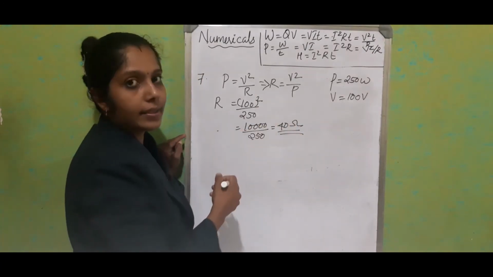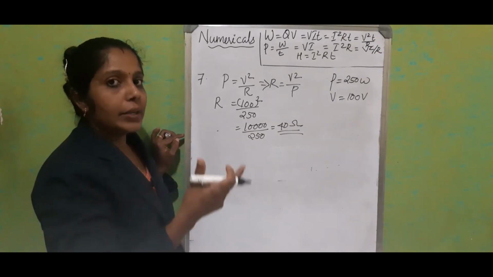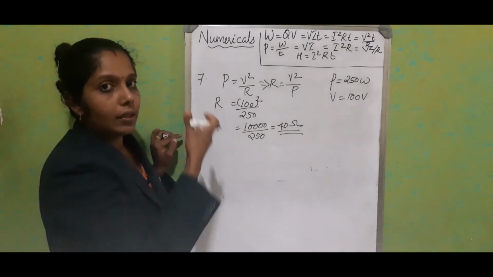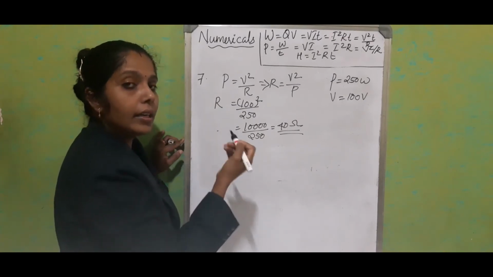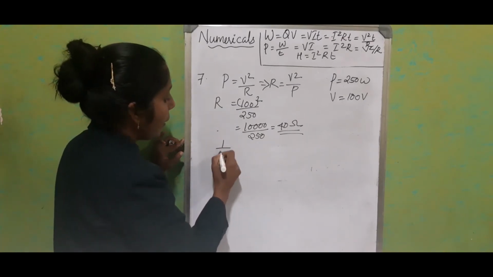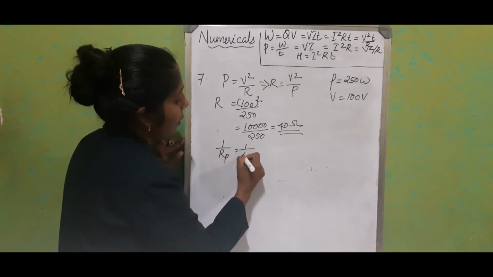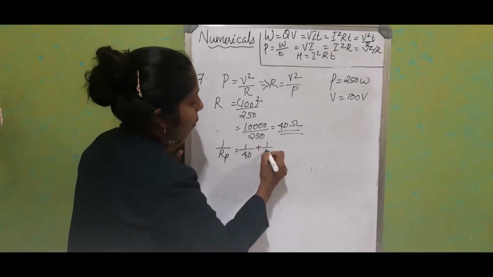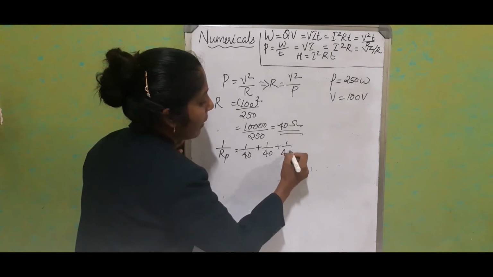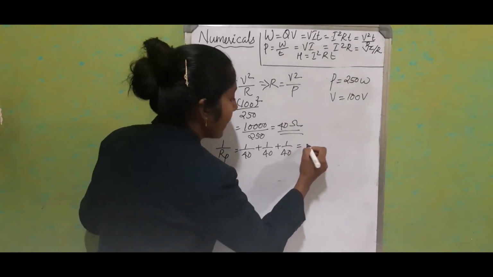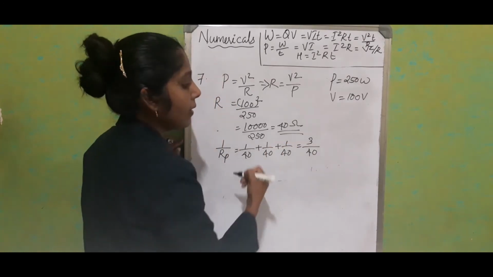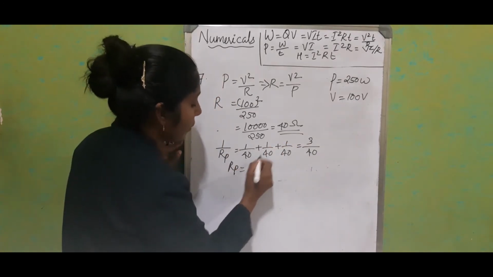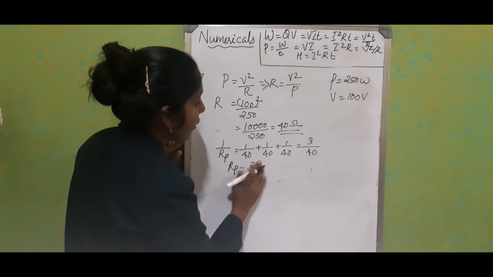Now we'll find out the effective resistance for 3 heaters connected in parallel. How can we find out the effective resistance in a parallel circuit? 1 by Rp is equal to 1 by R1 plus 1 by R2 plus 1 by R3, or else we can write it with 40 as the LCM as 1 plus 1 plus 1 over 40. So Rp is equal to 40 by 3.